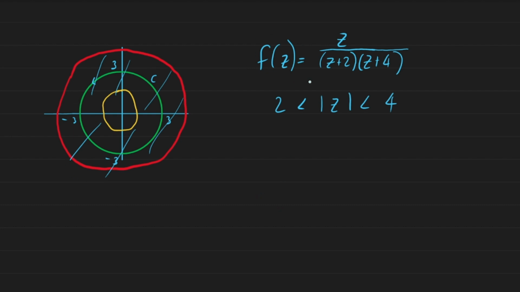So we can now expand this function in terms of the Laurent series. The first step that we're going to do is take this function and split it up into partial fractions. So z over (z plus 2) times (z plus 4) is equal to 2 over (z plus 4) minus 1 over (z plus 2). So that's what we get when we split up this function in terms of partial fractions.